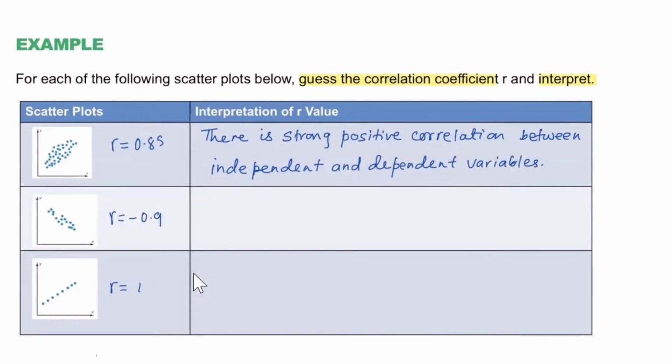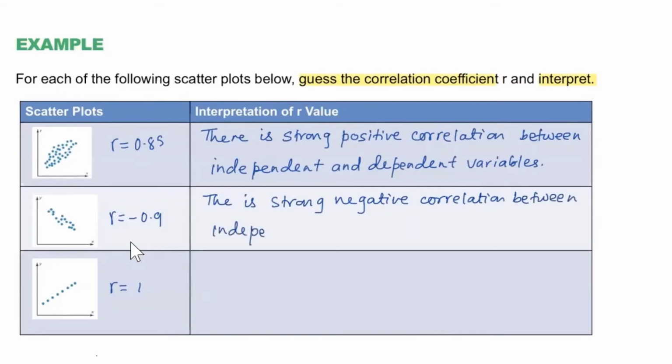Okay. How about the second one? How do you interpret that? It's a strong negative correlation. That's right. There is a strong negative correlation. Make sure you copy this in your notecatcher also. Strong negative correlation between independent and dependent variables. Great. How about the third?